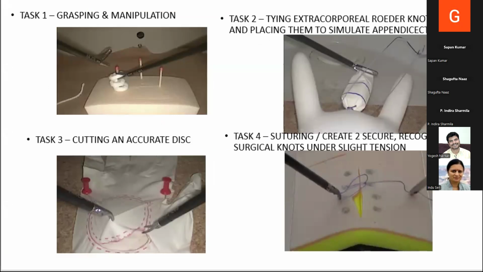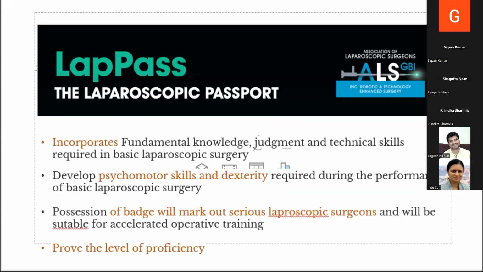And people who become trained, who complete this training within a particular time, were given a proficiency badge. This particular task is called LAPAS, that is, laparoscopic passport. It is valid currently internationally also, and specifically in the United Kingdom. It incorporates the fundamental knowledge and technical skills that are required for doing any basic laparoscopic surgeries, and it develops psychomotor skills and dexterity. After the person completes this low-cost training task, they are given a badge, which LAPAS claims marks out the serious laparoscopic surgeons from their counterparts, and also proves the level of proficiency.